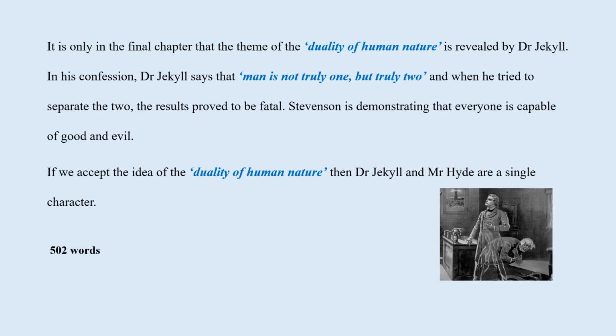It is only in the final chapter that the theme of the duality of human nature is revealed by Dr. Jekyll. In his confession, Dr. Jekyll says that man is not truly one, but truly two. And when he tried to separate the two, the results proved to be fatal. Stevenson is demonstrating that everyone is capable of good and evil.